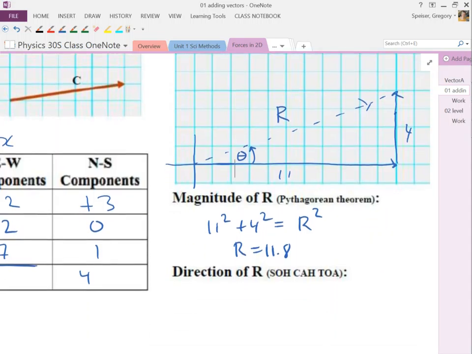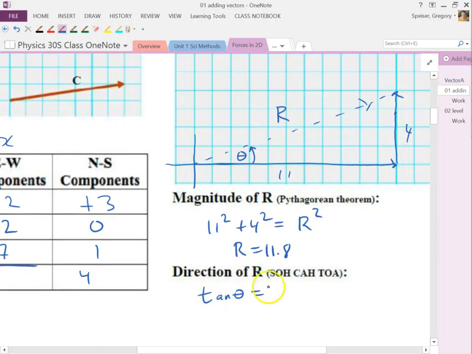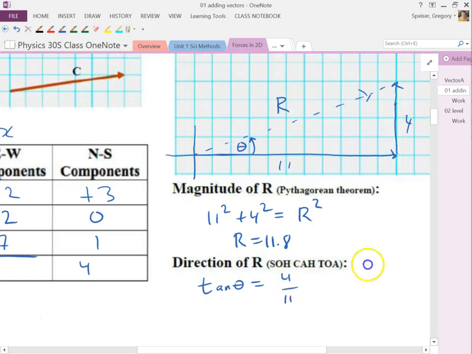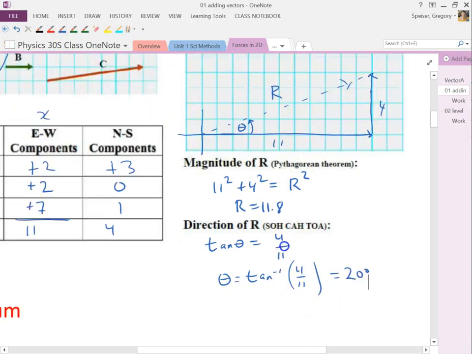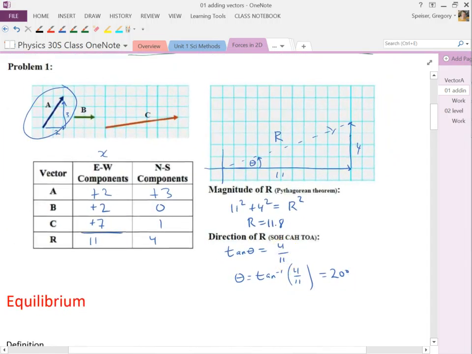So here we can use the tan of the angle is going to be equal to the opposite side over the adjacent side. So to figure out theta, we do the inverse tan of 4 over 11. And then we're going to get 20 degrees. Okay, so that is the first problem of those 4.